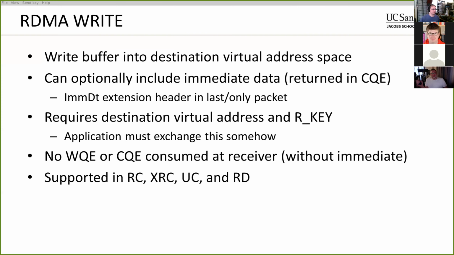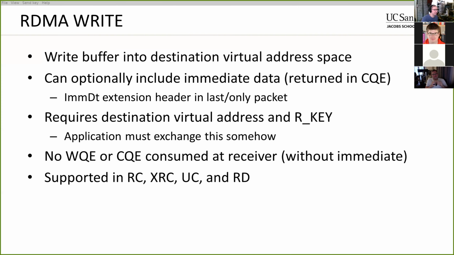When you send an RDMA write, you also need to provide the destination virtual address and the R key, and the application has to exchange this somehow. The InfiniBand spec doesn't talk about how to do that. You have to come up with something custom for your application, or use a library that can do it. So I think if you use MPI over RDMA, it handles this kind of stuff in the background. But if you're going to work with RDMA directly, then you might need to do something to exchange this information. And this is supported in everything except UD.